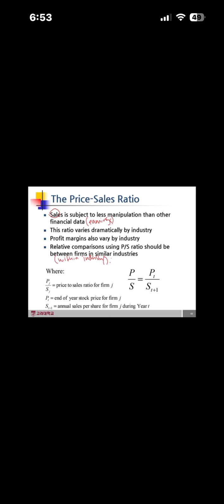Okay, so the higher the price to sales ratio, the higher the likelihood that the current stock price of a firm is overvalued. But again, you have to look for why. Okay, does the higher or the lower ratio justify it? So you have to question yourself like that.